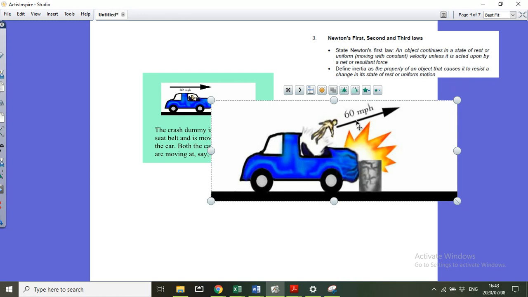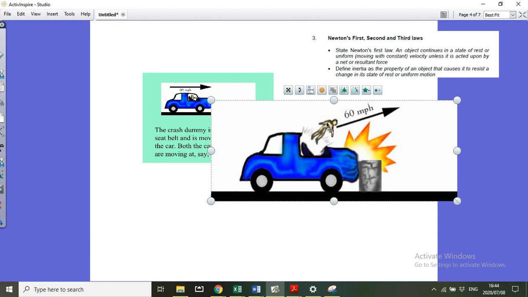The dummy will only change its state of motion if it hits the windscreen like it does there, or it hits the floor over here. So the net force acted on the car and not on the dummy, and therefore the dummy will continue at its constant velocity of 60 miles per hour in a forward direction. So if you say that the dummy starts to move, that's very wrong, because it was moving already. It wasn't in a state of rest. It was in a state of motion.